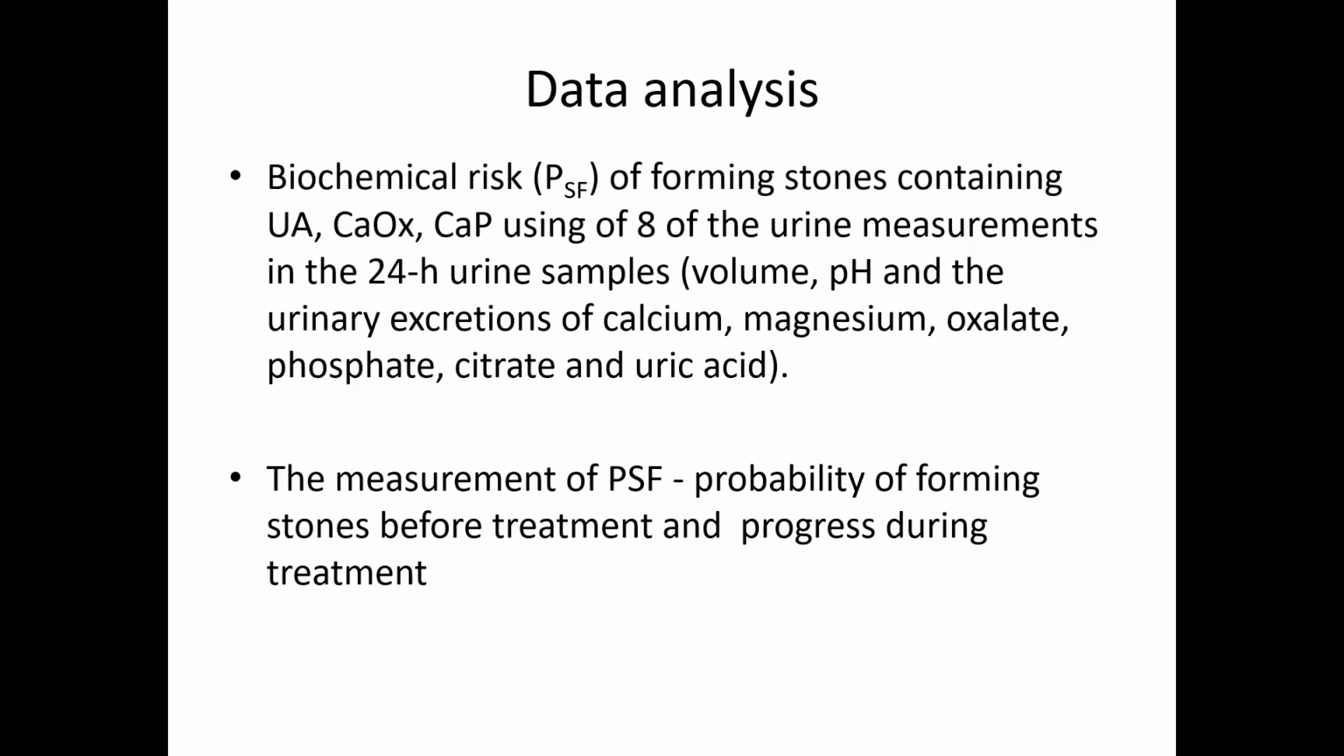Once we enter parameters like urine volume, pH, urinary excretion of calcium, magnesium, oxalate, phosphate, citrate, and uric acid, the software calculates the probability of stone formation. So we can have a reliable assessment for renal stone formation. This stone formation probability is important before the treatment, and also to assess the efficacy of treatment.